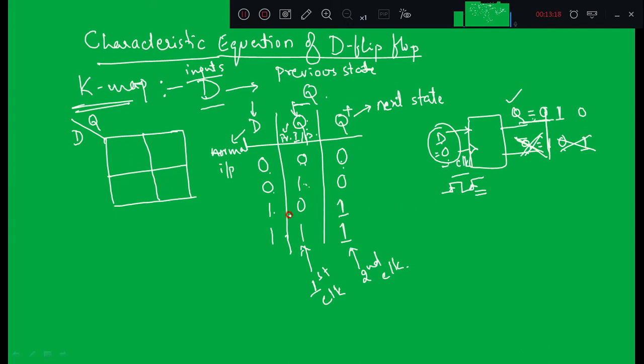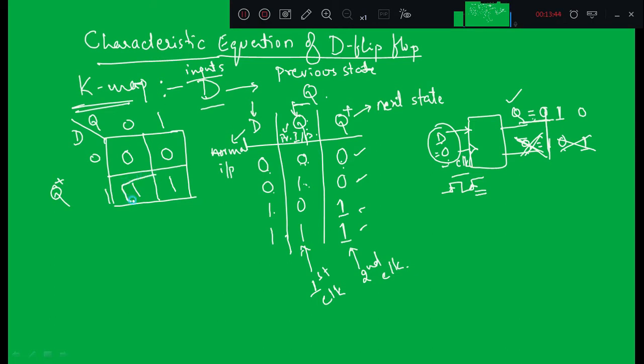Now we are going to enter these values in the K-map to obtain the characteristic equation. Write down the values: 0 1, 0 1, a two variable K-map it is. I am putting a K-map for this q plus, right? So for 0 0, output is 0. 0 1, output is 0. 1 0, output is 1. 1 1, output is 1, right?